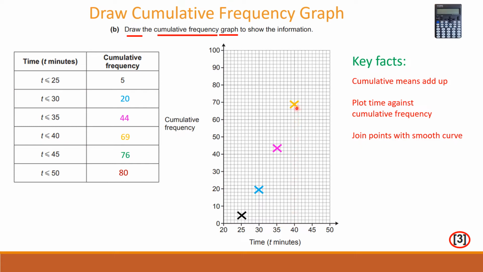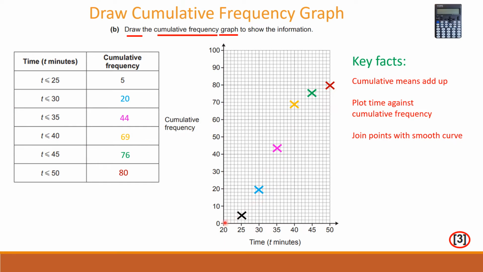Plot the point. Then I've got 45, 76. So I'm going across 45 and up 76. And then I've got 50 and 80. So going across 50 and going up to 80. So we have got the points, and you can see they form an S shape. So you know you've got a cumulative frequency graph if you've formed this S shape and you've done it correctly.